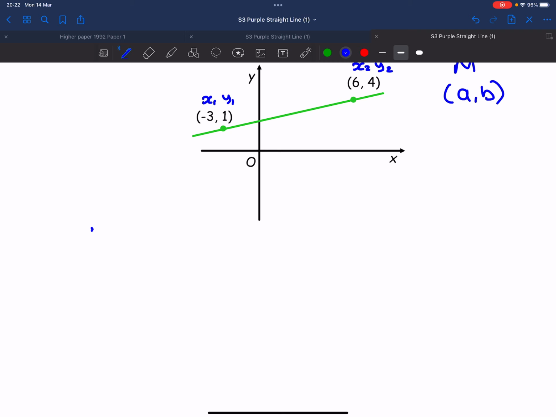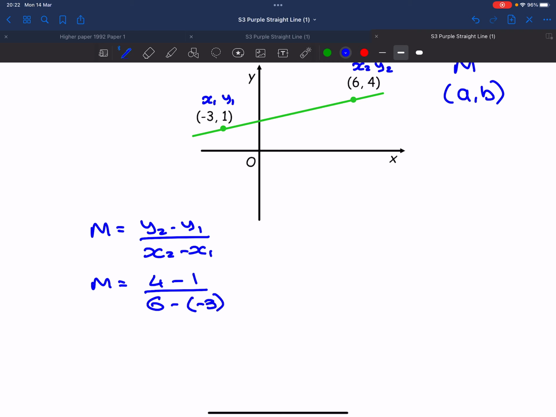So the gradient formula is y2 minus y1 over x2 minus x1. So that will be 4 take away 1 over 6 take away, and be careful here, it's 6 take away minus 3. That'll give me 4 take away 1, which is 3, over 6 minus 3, which is 9. So the gradient would be a third.